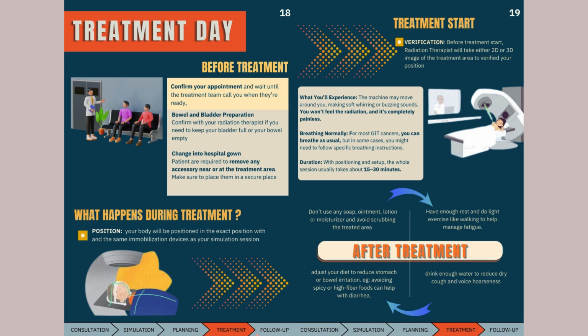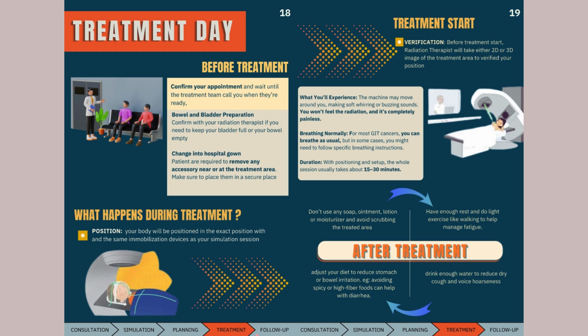What happens during treatment? First is positioning, where your body will be positioned in the exact position with the same immobilization devices as your simulation session. Once your position is secured, the radiation therapist will leave the room. Worry not, you will be monitored from the CCTV. Should you encounter any problem, you can raise your hand. Before treatment starts, the radiation therapist will take either a 2D or 3D image of the treatment area to verify your position.